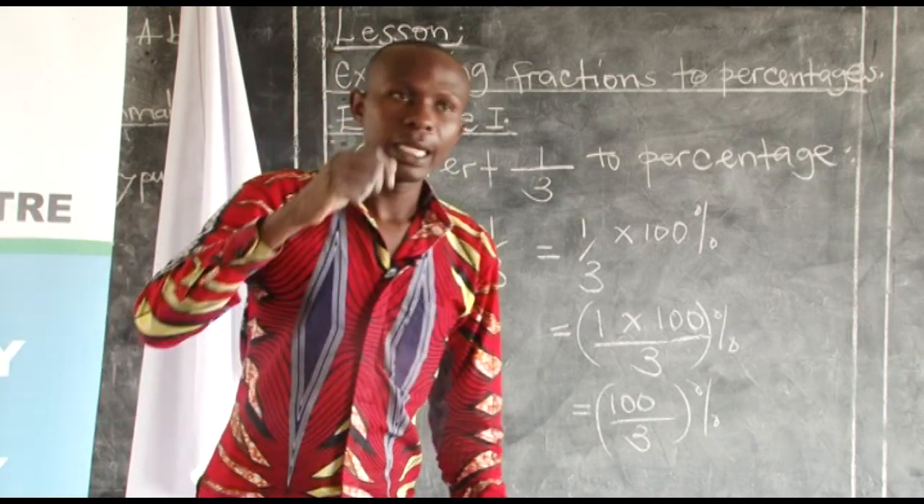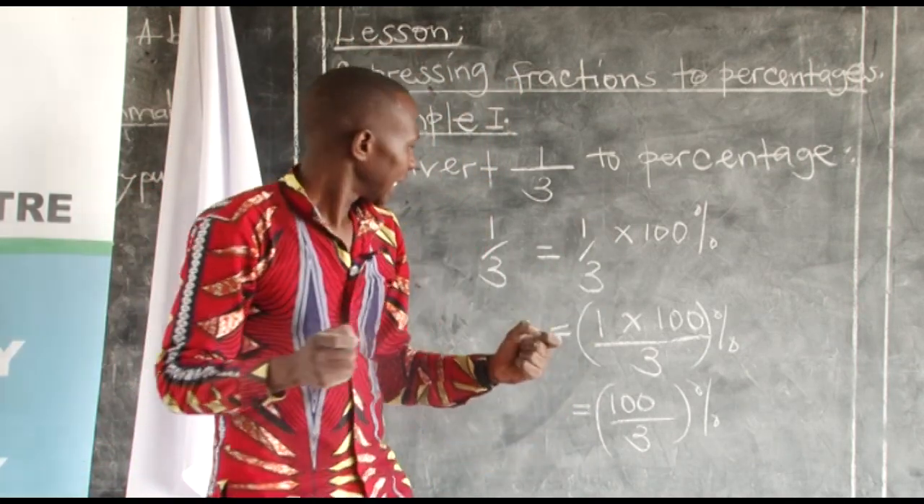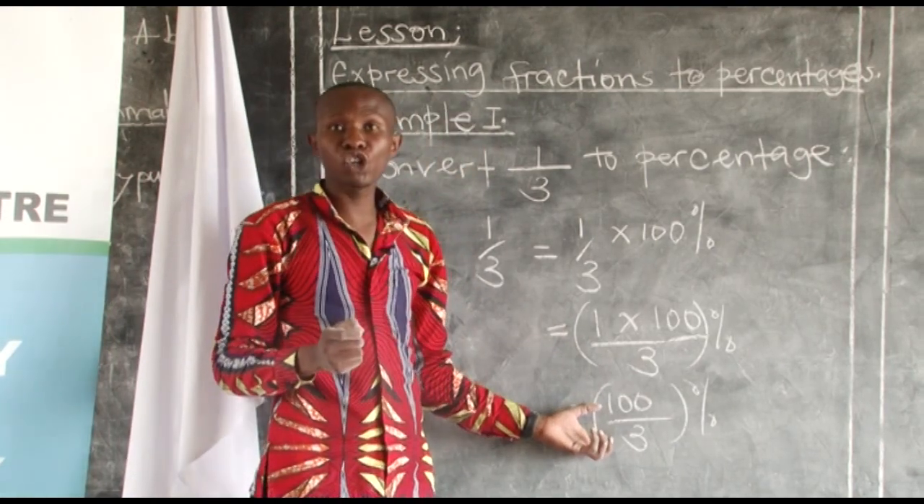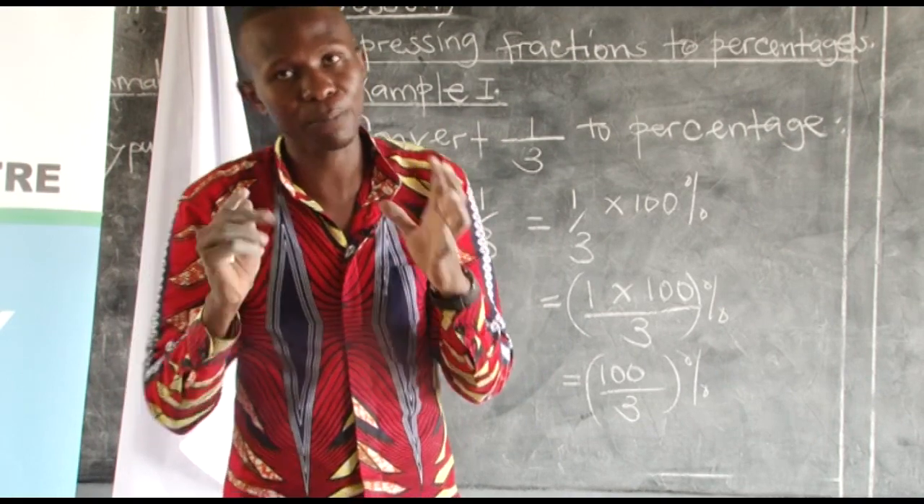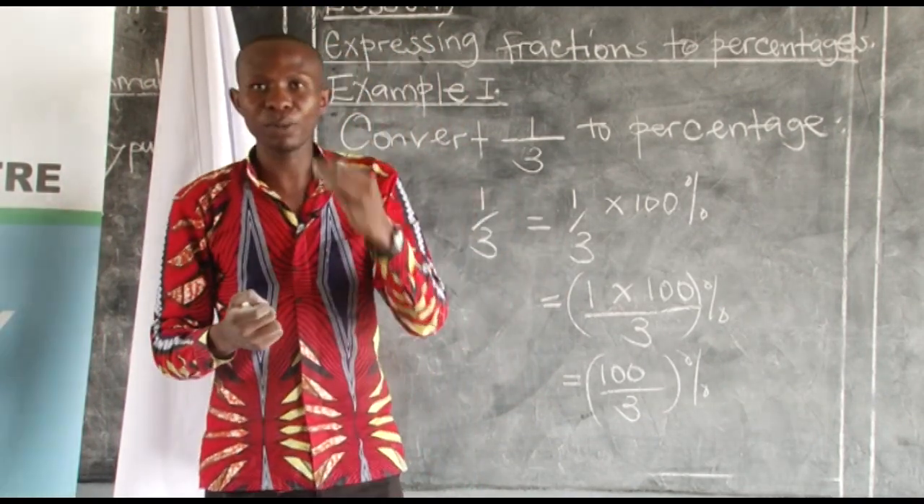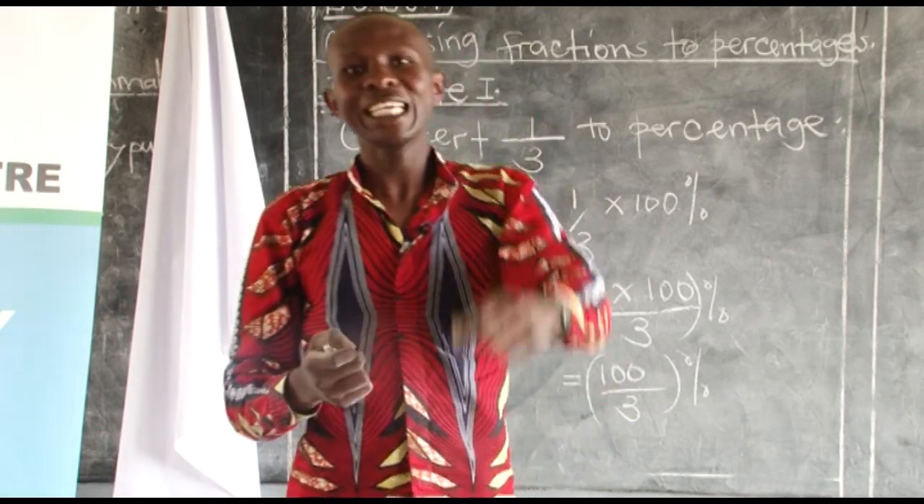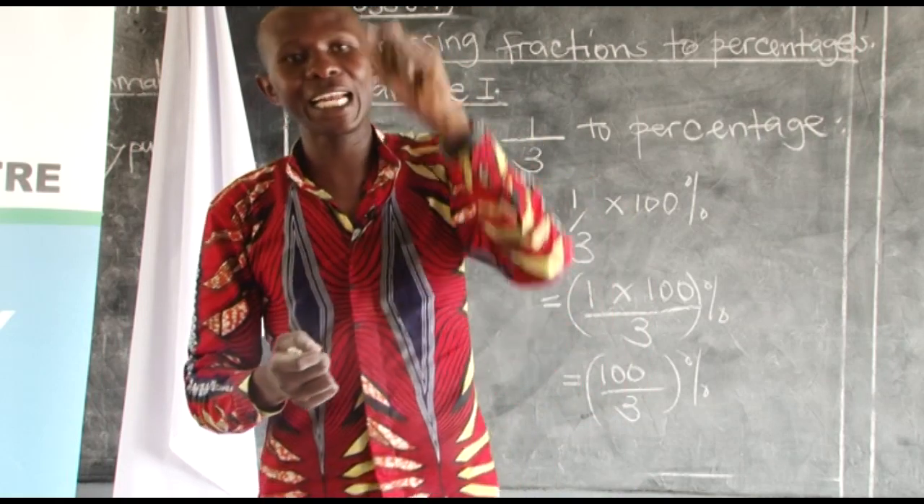When we look at 100 out of 3, this is what we refer to as an improper fraction. It is not a proper fraction. And what is an improper fraction? An improper fraction is the type of fraction where the numerator is bigger than the denominator.